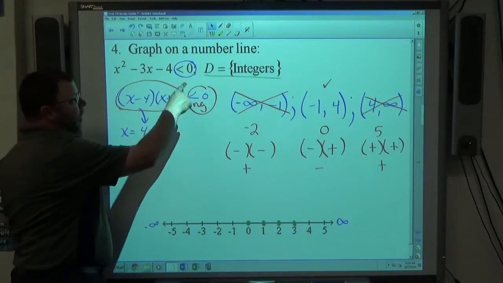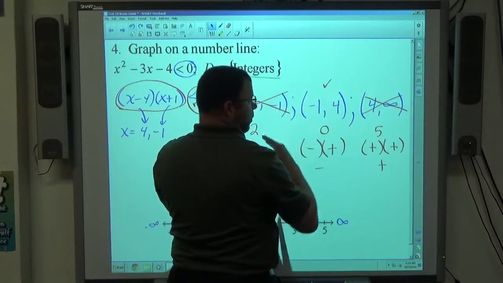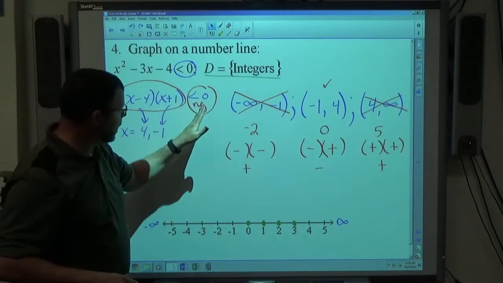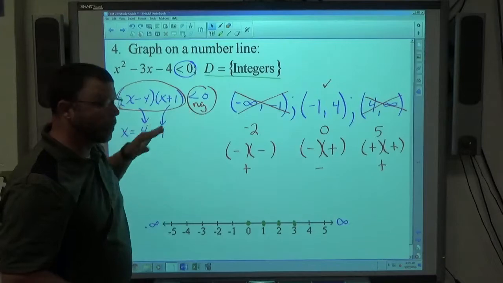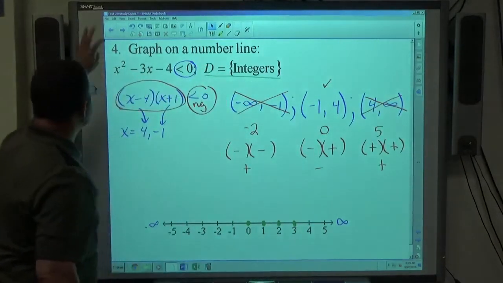If this had said greater than 0 instead of less than 0, then both of these would have been correct. This would have been wrong. So the technique's the same whatever they ask you for. It's just a matter of answering the question they're looking for. So we're looking for less than 0. We're looking for negative. That's what we graph. If this said greater than 0, we're looking for positive. These are positives. That's what we would have graphed.